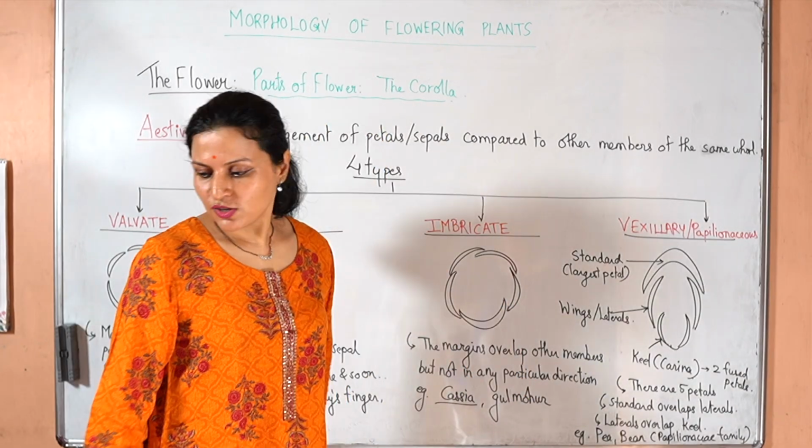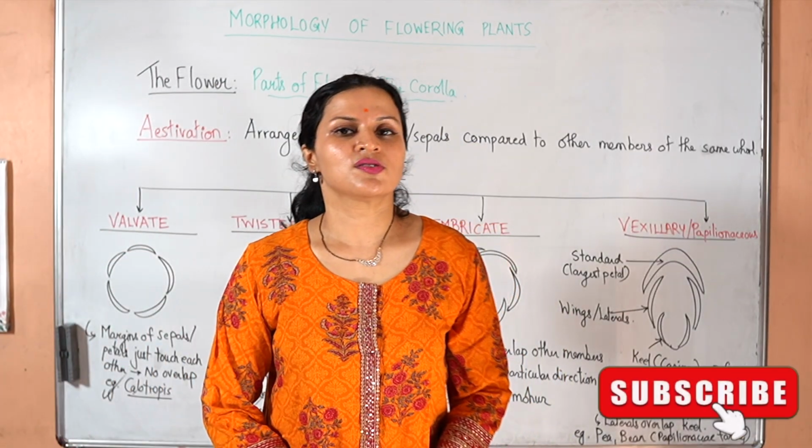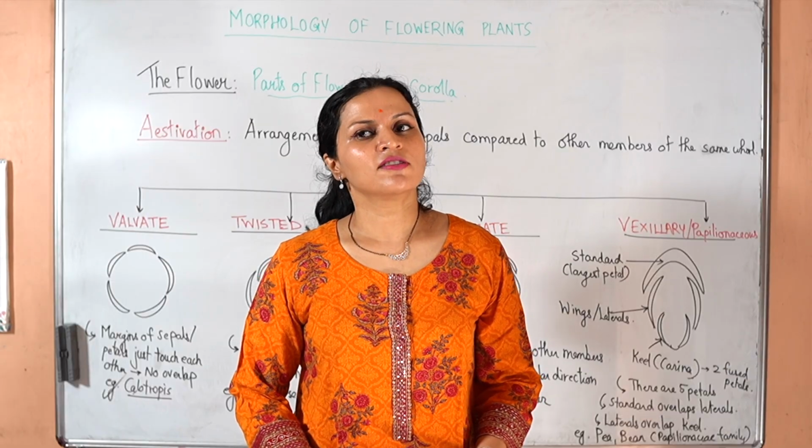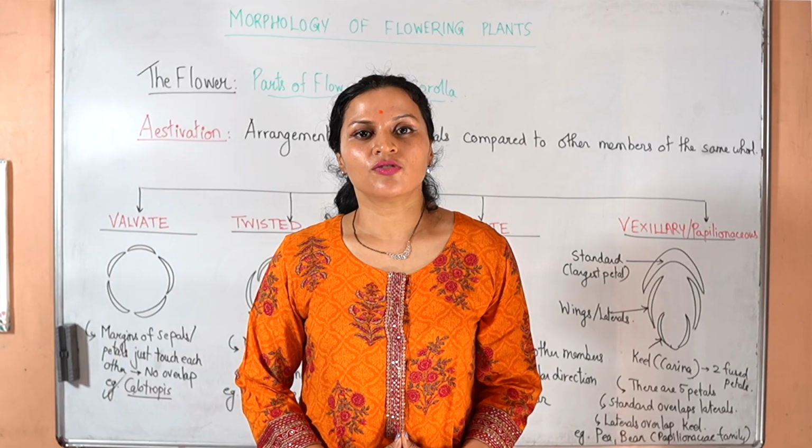So these are the 4 different types of aestivations that are seen in flowers. So with that, we have completed the 2 floral appendages, that is the calyx and the corolla. In the next lecture, we will move on to androecium.